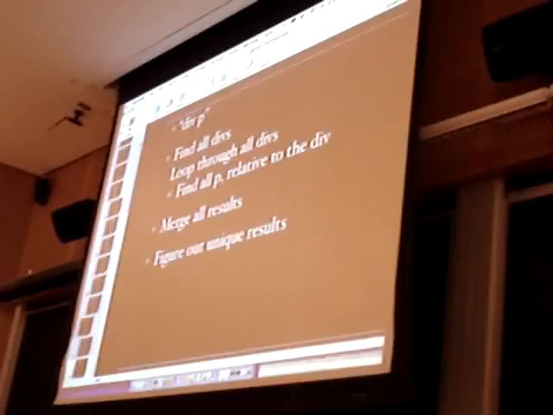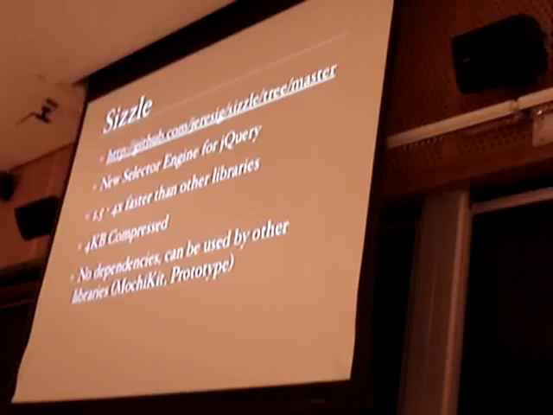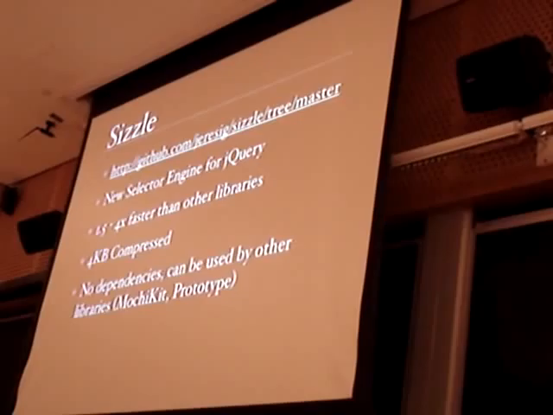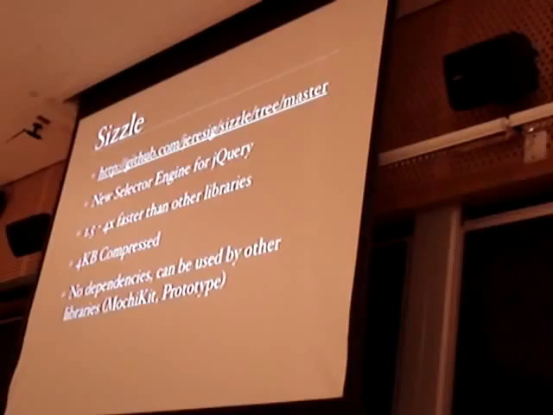One thing that I've been working on recently is a new selector engine. I mentioned it previously on the jQuery blog. I just codenamed it Sizzle. Again, it's much, much faster than other libraries out there. It's quite small, only about 4K. And one thing that I wanted to do with this is make the engine very standalone, so that it wouldn't have any dependencies, even on jQuery.